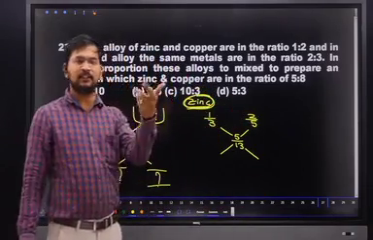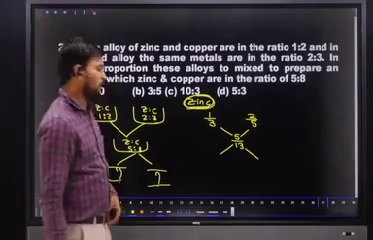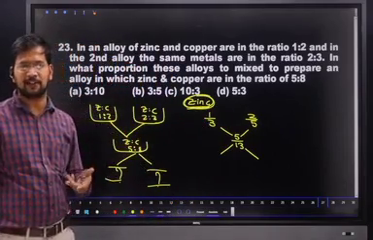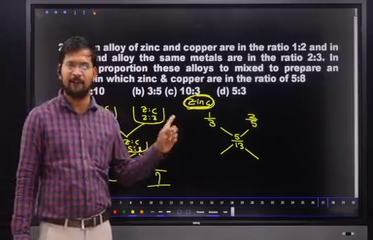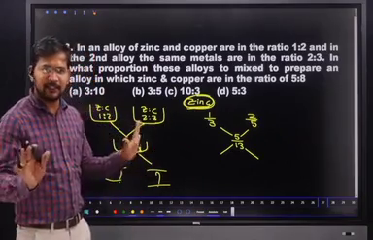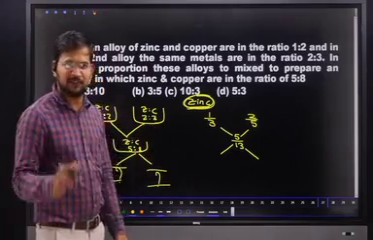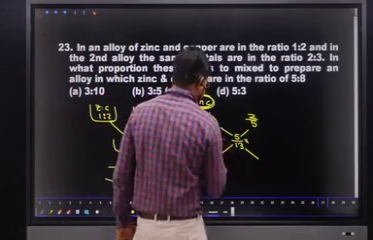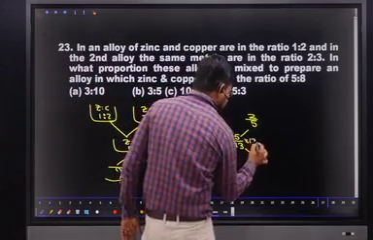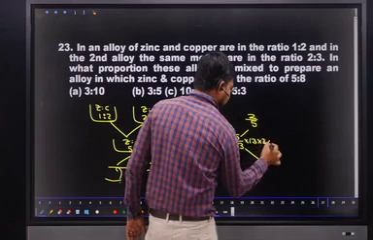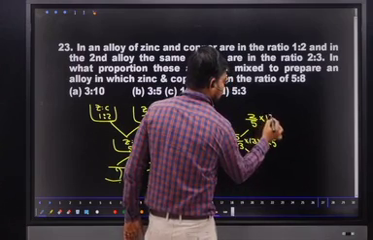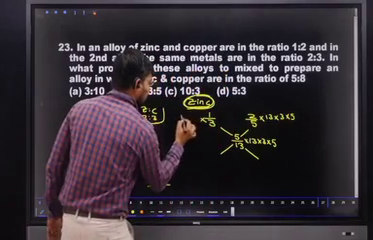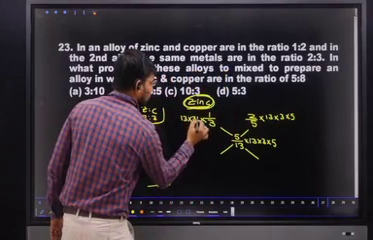That is the reason I am going for alligation of mixtures. Whenever we come across these types of fractions, don't go for direct subtraction. If you go for direct subtraction, it will definitely take some time. So whenever you come across these types of fractions, try to multiply with all the denominators: 13 into 3 into 5.